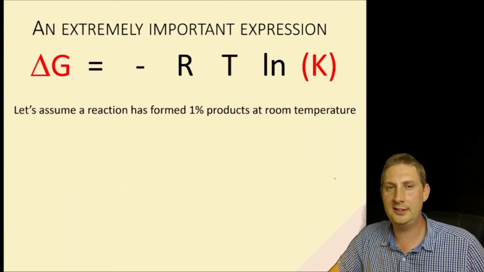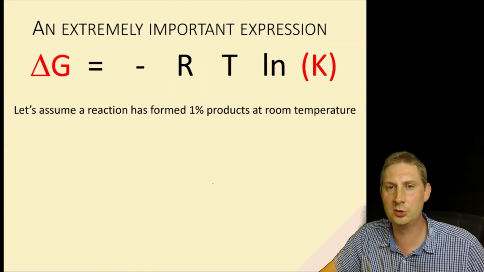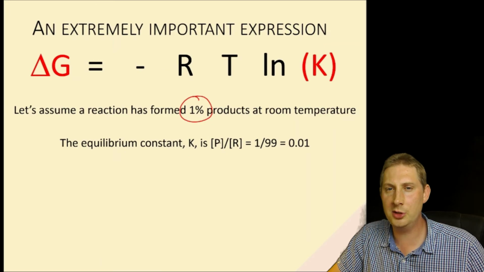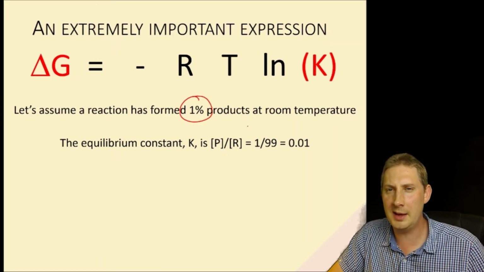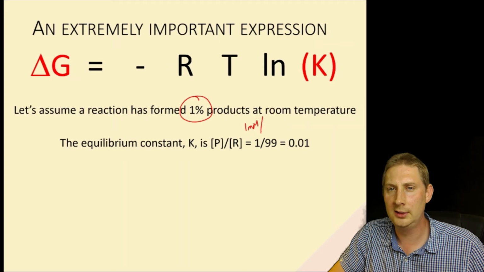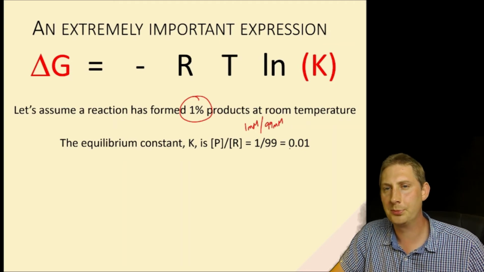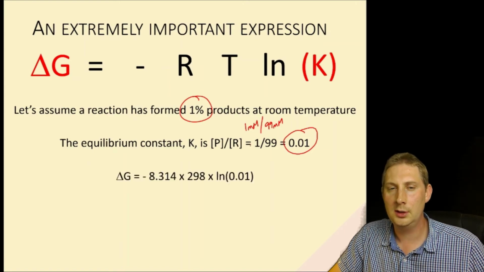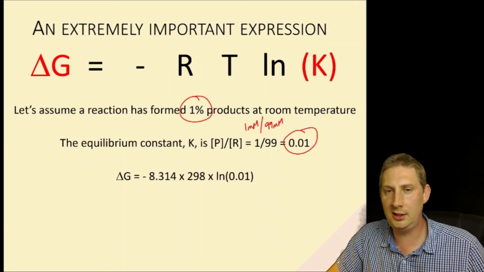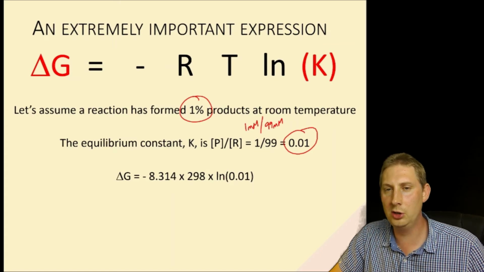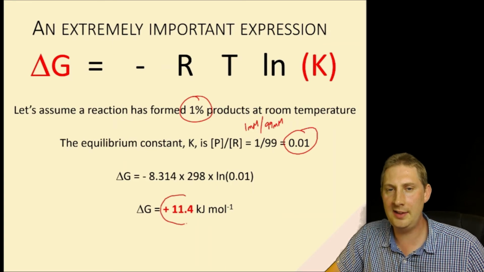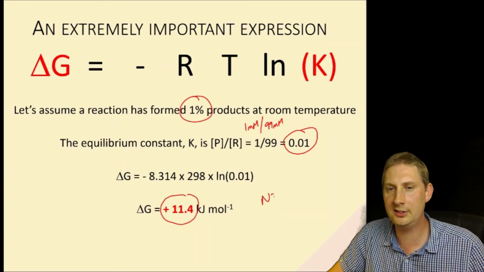Let's imagine the opposite. Let's assume that the reaction has formed just 1% products at room temperature. So the equilibrium constant, concentration of P over R, so that might be, for example, 1 millimolar divided by 99 millimolar, which will give us an equilibrium constant K of 0.01. Delta G is minus RT log 0.01, which comes out at plus 11.4 kilojoules per mole. In other words, it's not spontaneous.